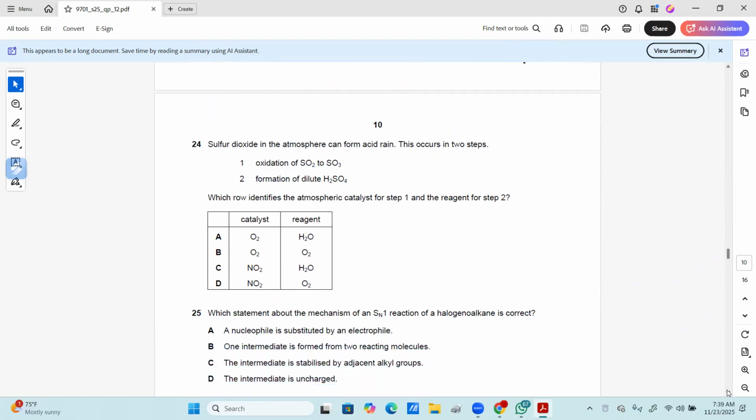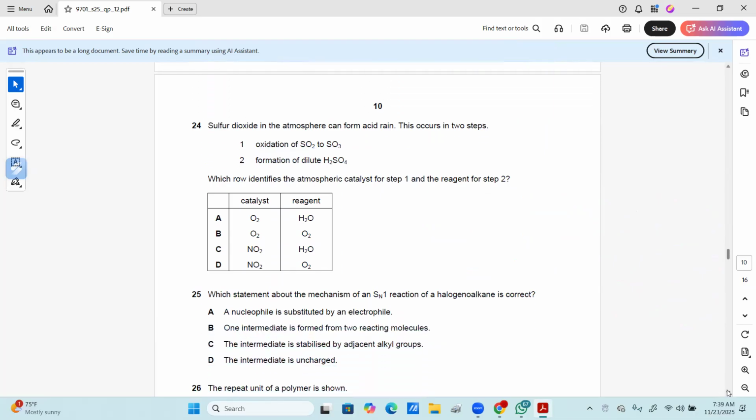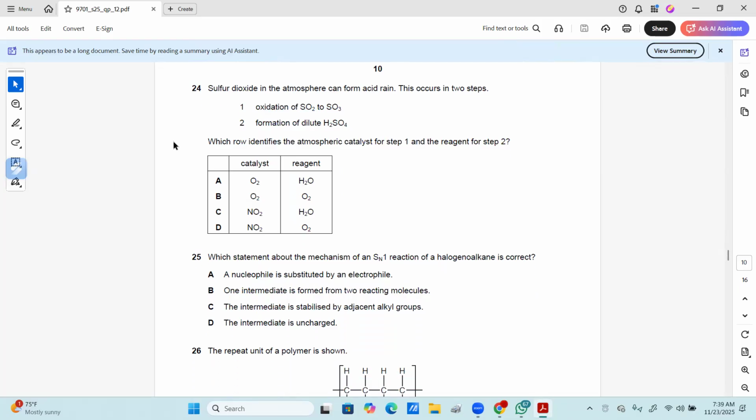Sulfur dioxide in the atmosphere can form acid rain. This occurs in 2 steps. Which row identifies the atmospheric catalyst in step 1? Conversion of SO2 to SO3. So the catalyst is NO2. For step 2, it's water. Correct answer is C.